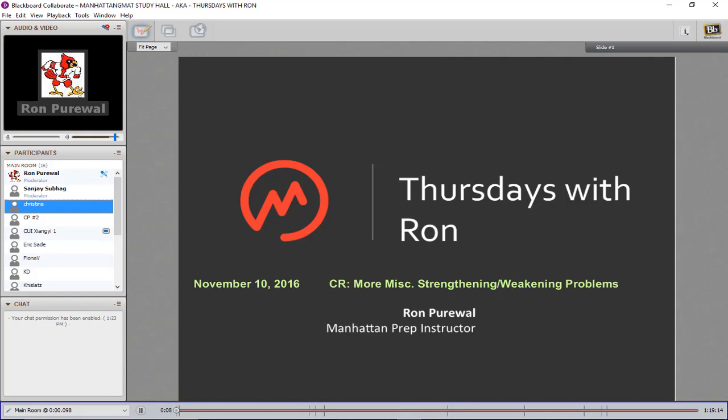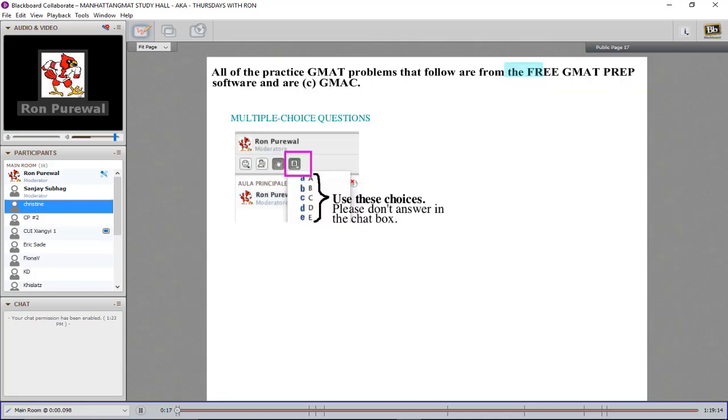We're going to be doing some more critical reasoning problems with strengthening and weakening. We've just gone through the whole rules bit. So now here's the copyright screen again. These problems are all from GMAC, GMAT Prep software. Let's go ahead and jump into one.